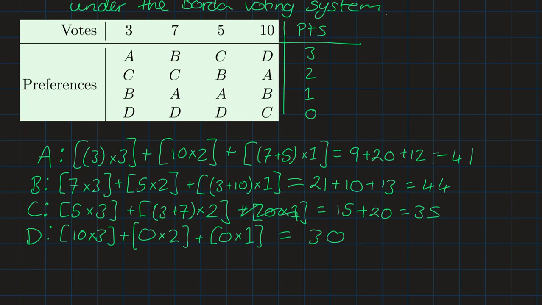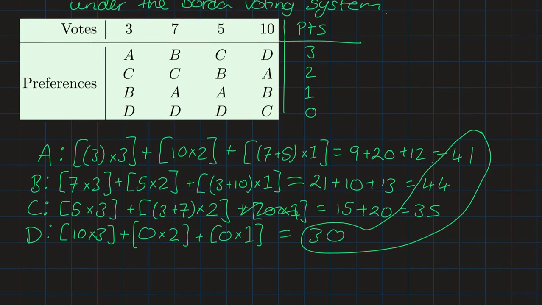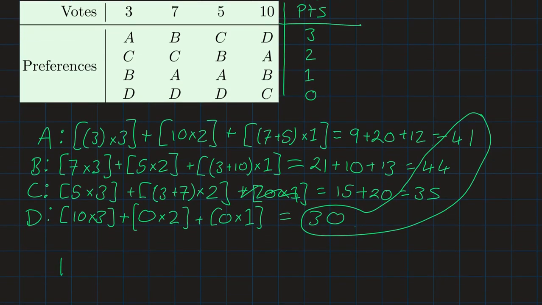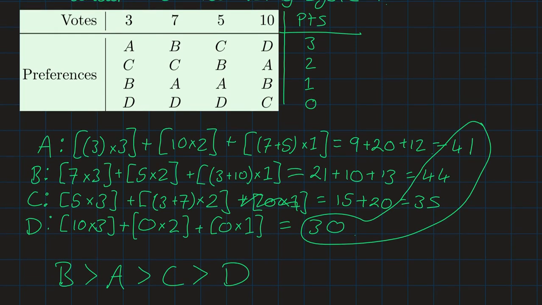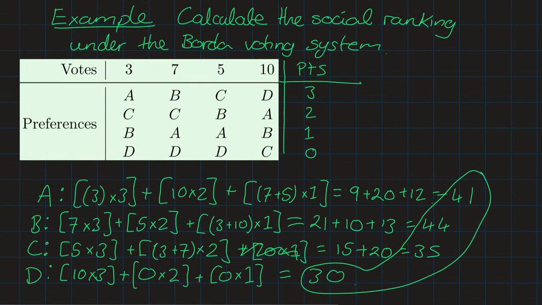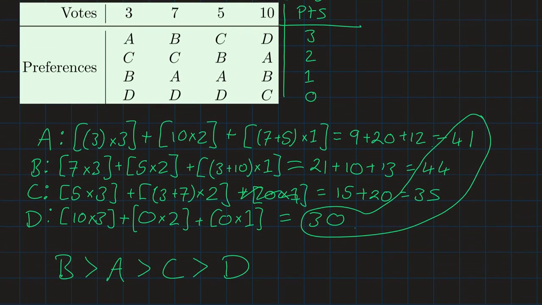So what's the social ranking? Well, you just look at these numbers right here and you put them in numerical order. Okay, so B came first with 44, then A, then C, then D. This is the social order under the Borda voting system. Okay, and that's the end of this example, and that's the end of this video.